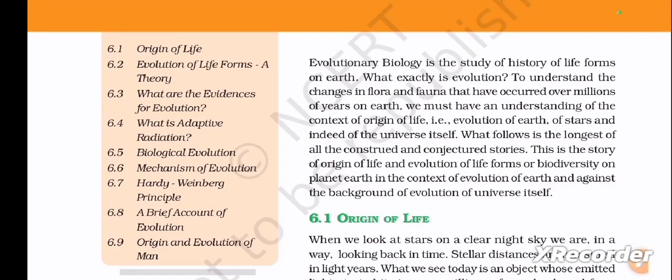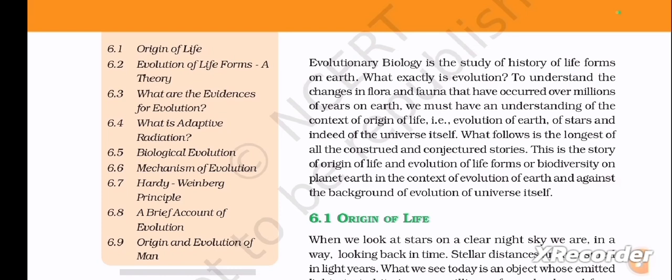Evolutionary biology is a study of history of life forms on earth. What exactly is evolution? To understand the changes in flora and fauna that have occurred over millions of years on earth, we must have an understanding of the context of origin of life, that is, evolution of earth, of stars, and indeed of the universe itself.